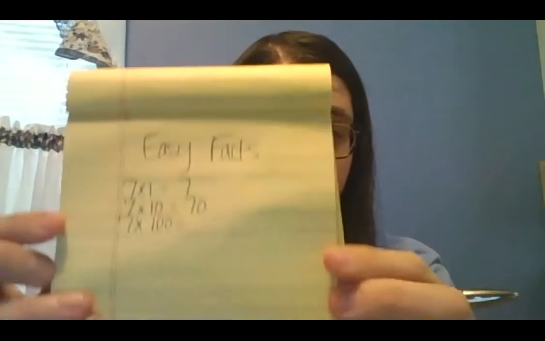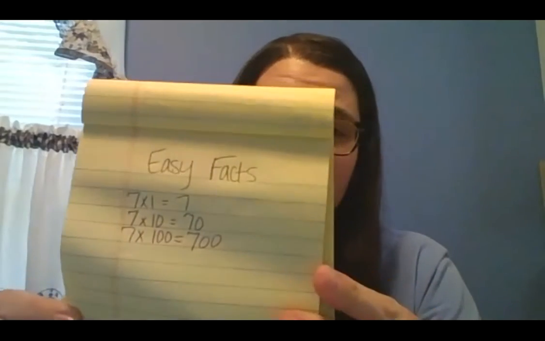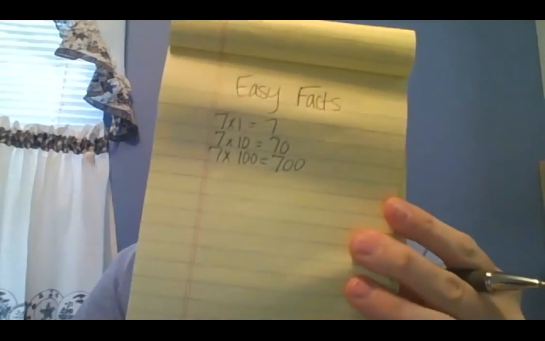That would help us. 7 times 100, we can put it on the list, but it's going to be too much because we know that 7 times 100 is going to give us 700. And we know that is too much to divide when we're just dividing 410 by 7. So we're not going to need that 700, but we can add it to our list because it's an easy fact that we know.